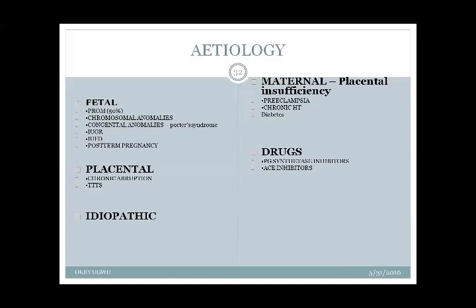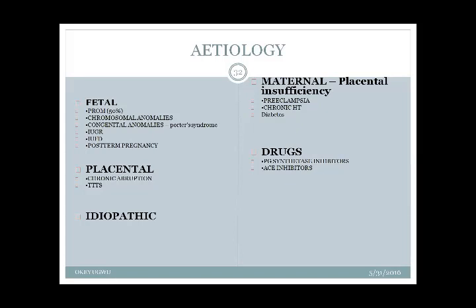Placental causes: abruption, one of the major causes, and TTS, idiopathic, maternal placental insufficiency like preeclampsia. I know you have learned in more detail how a placental pathology can affect the amniotic fluid volume. Chronic, known cases of long-term diabetes, not the gestational ones, where the vascularity is already affected. Vascular disease in the mother has already been of greater degree.